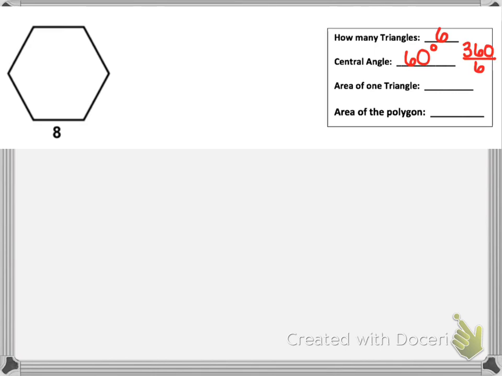All right, so the first thing that I'm going to do is I'm going to go ahead and draw in my little triangle right here that I would make. And we know that from radius to radius, that central angle we just found was 60 degrees.